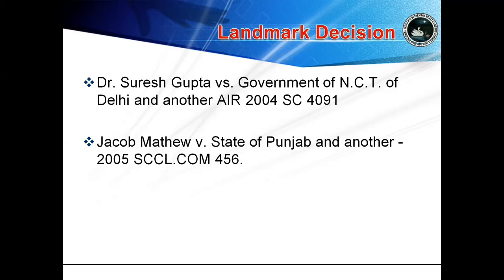He tries to open the oxygen cylinder. Unfortunately, the oxygen cylinder doesn't work. By the time they bring in another oxygen cylinder and try to fix it, the patient dies. Now, in this case, Dr. Jacob Matthew and his team are charged under criminal negligence, and the case goes to the State of Punjab, and then goes to the Supreme Court.